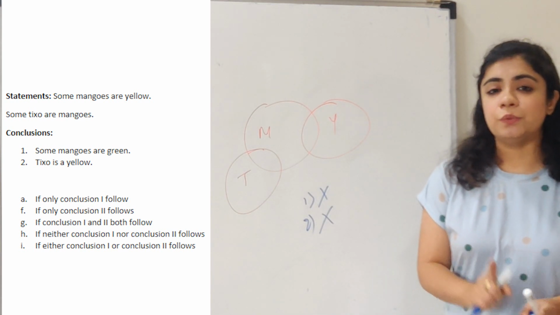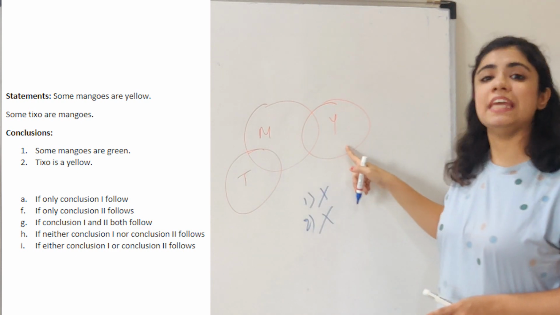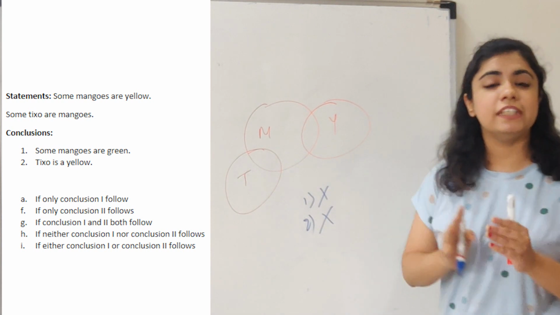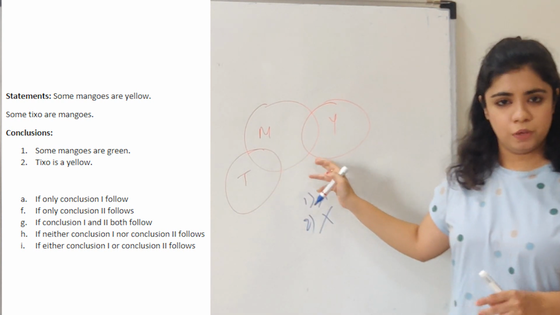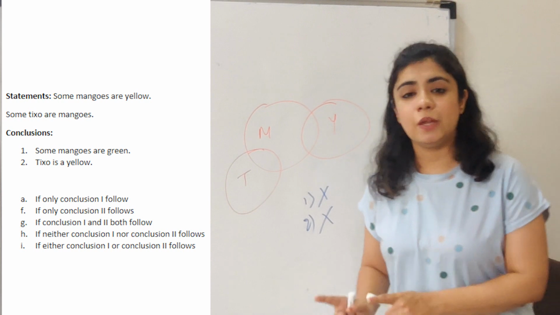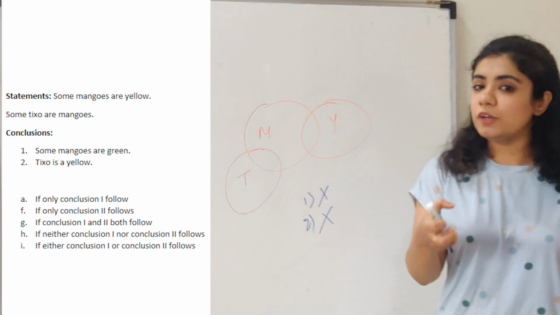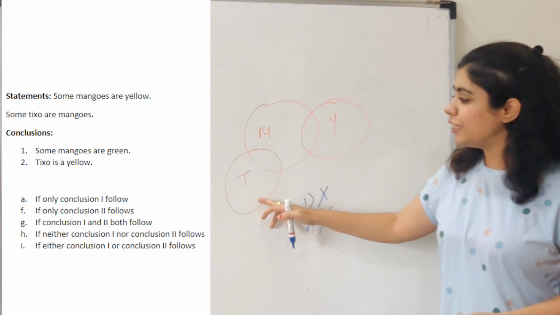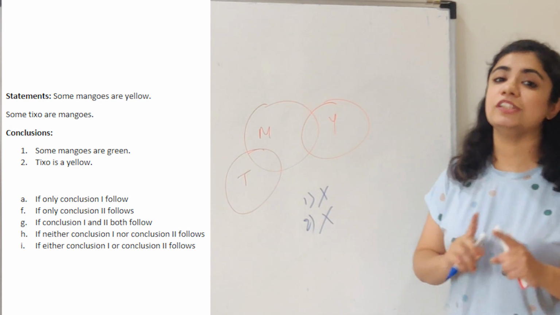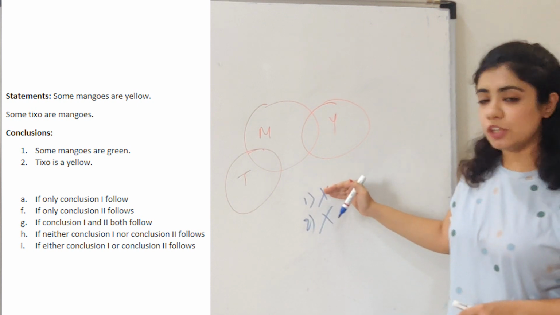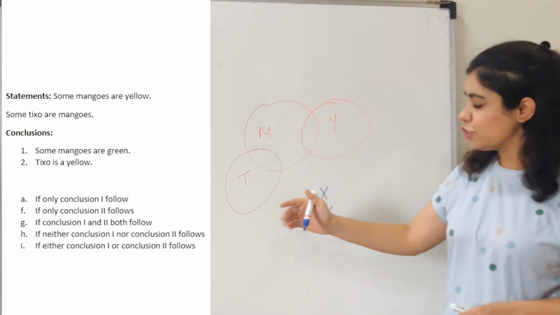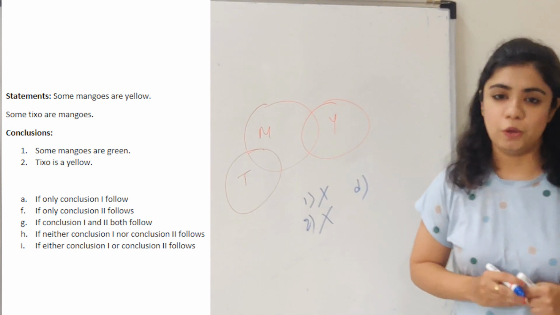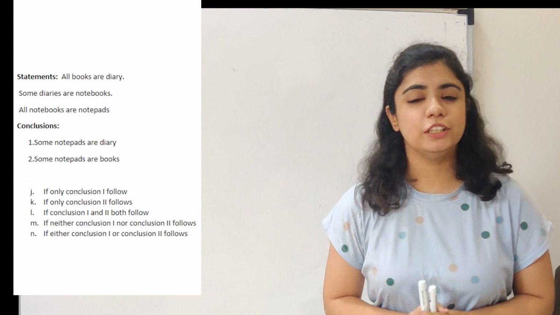Understand, if I ask you, can T.A.W.S be yellow? Is it possible? Of course it is possible, because there is no cross between the two. So T.A.W.S can be yellow, it is possible. But because we don't know the relation, we are not making any relation. So T.A.W.S is yellow is not correct because it's not visible. So first is wrong, second is also wrong. So your answer becomes option D, neither 1 nor 2 follows. Now, moving on to the next question.